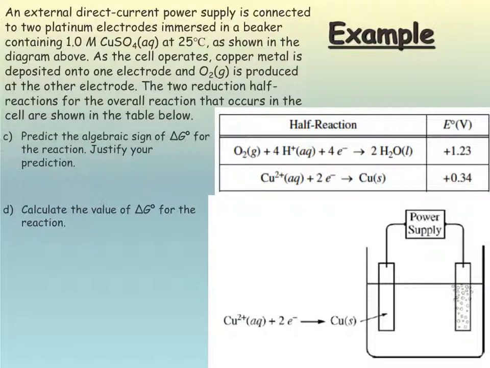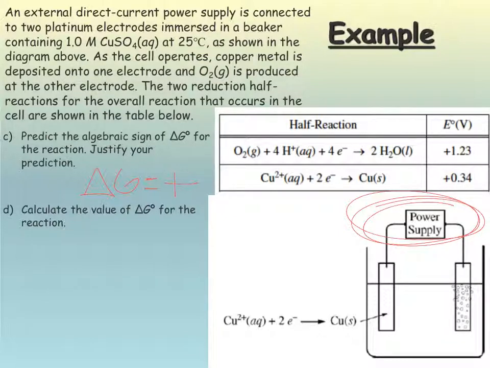It wants us to predict the algebraic sign of delta G. Just based off the fact that the only way we can do this is with a power supply, I'm saying that delta G is definitely going to be positive here because it's non-spontaneous. We have to force it to happen.